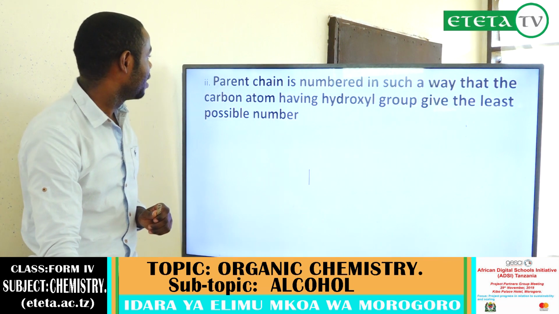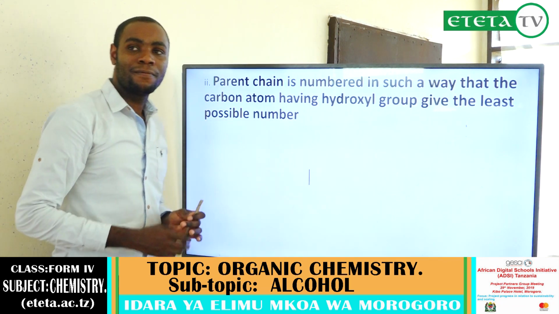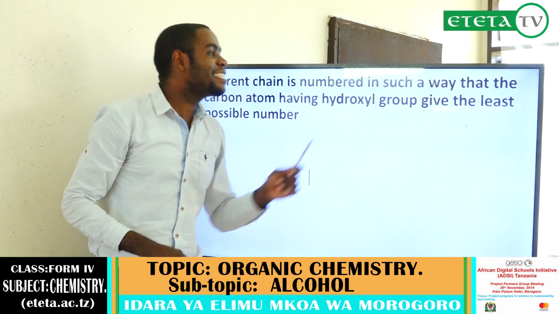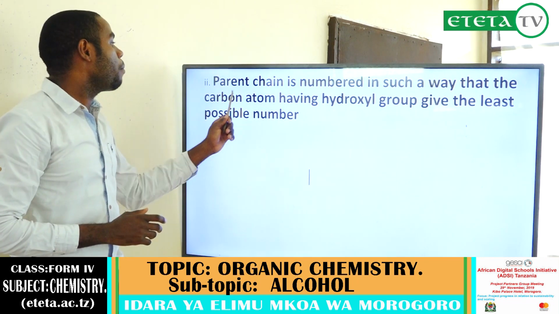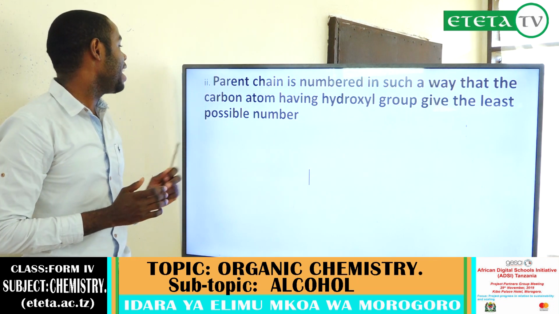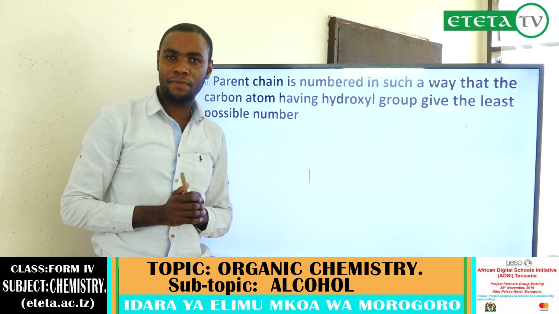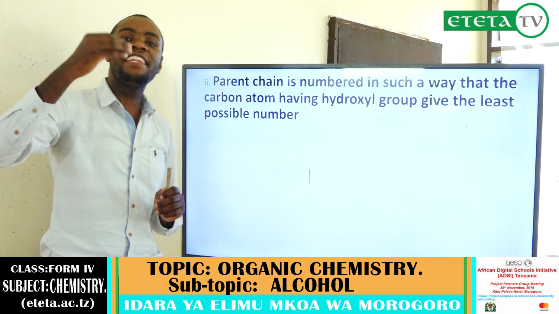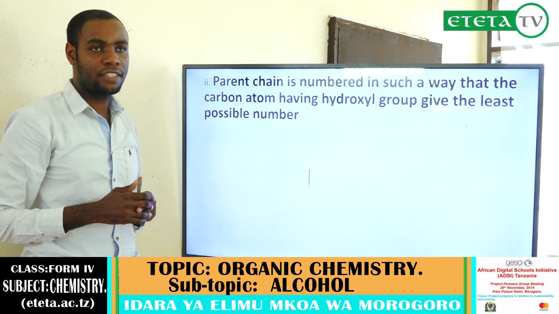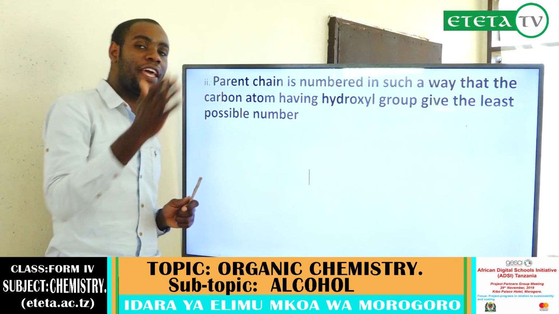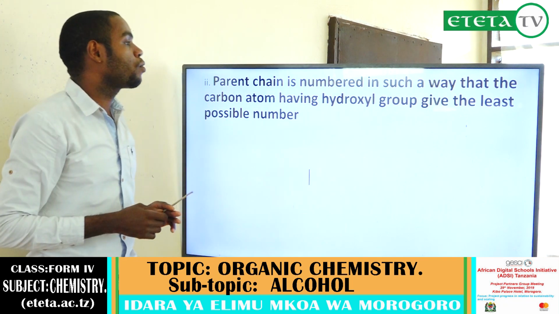Okay. Rule number 2. The parent chain is numbered in such a way that the carbon atom having the hydroxyl group gets the lowest possible number. What do I mean? The hydroxyl group must be nearest the end. You number from the end which is nearest the hydroxyl group.